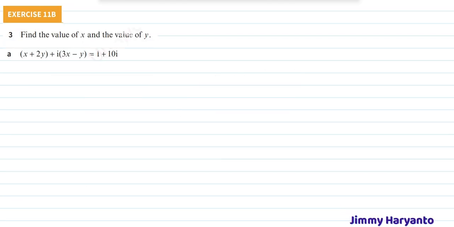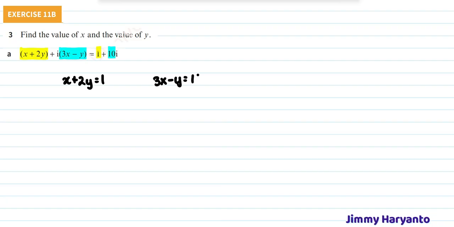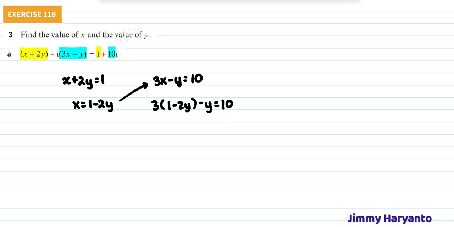Next is question 3. For question 3, we have to compare the complex numbers because it is equal to something else. That means we have to compare the real part, this one, and the imaginary part, that one. Okay, let's rewrite it. So you have x plus 2y equals 1, and 3x minus y equals 10. I can make this into x equals 1 minus 2y, and then I will input it right there. 3 times 1 minus 2y minus y equals 10. So 3 minus 6y minus y equals 10.